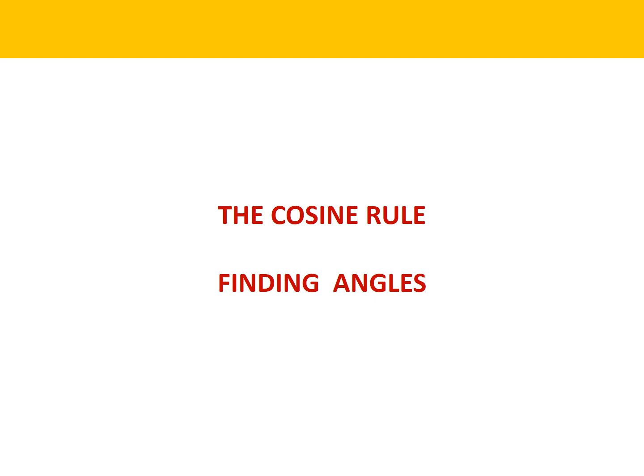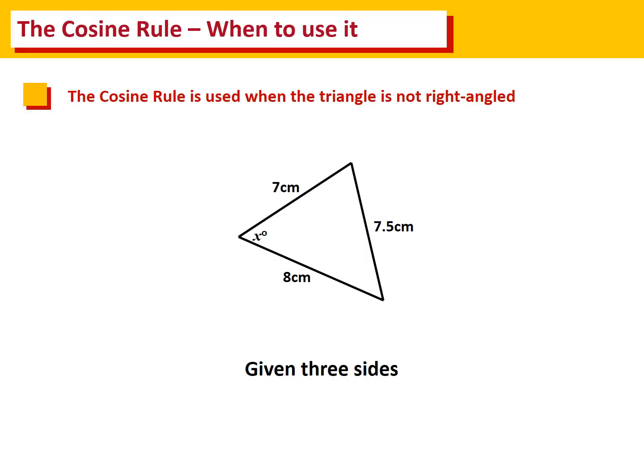In this video, we're going to be looking at using the cosine rule to find a missing angle. We'd use the cosine rule to find a missing angle when the triangle is not right angled and when we are given the lengths of the three sides of the triangle.